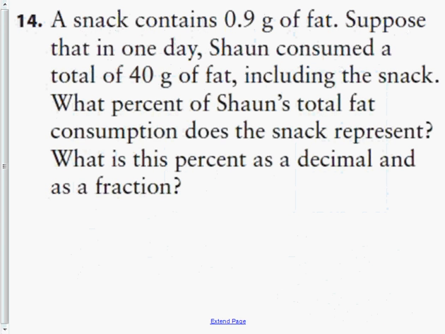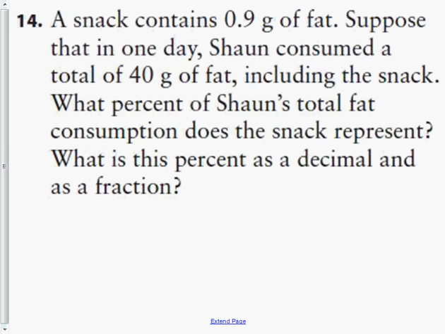All right, question 14. It says a snack contains 0.9 grams of fat. Suppose that in one day Sean consumed a total of 40 grams of fat, including the snack. What percent of Sean's total fat consumption does the snack represent? What is this percent as a decimal and a fraction?